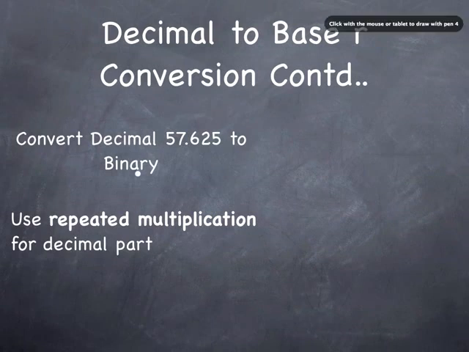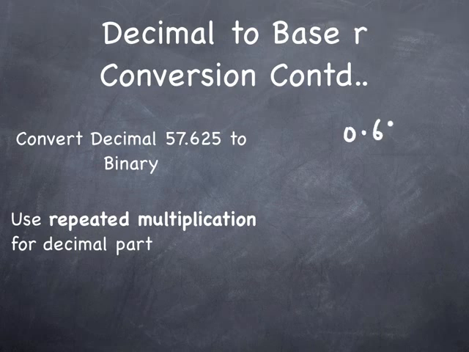ठीक है जी, तो मैं क्या करूंगा? 0.625 लूंगा, 0.625, and then I multiply with the required base. And what was the required base? The binary, right? Base 2. So I multiply, so 10 here, 4 and 1, 5, 6 2s are 12.